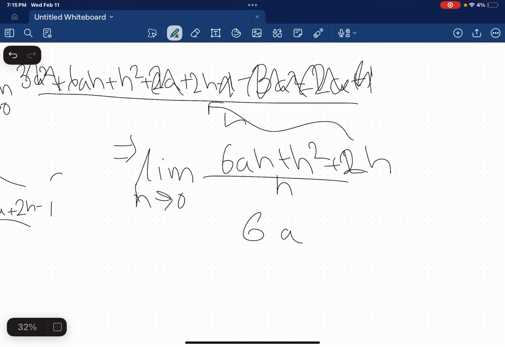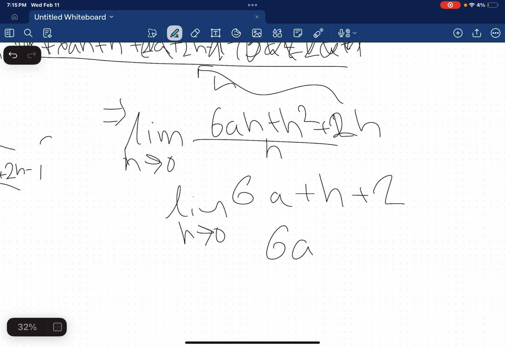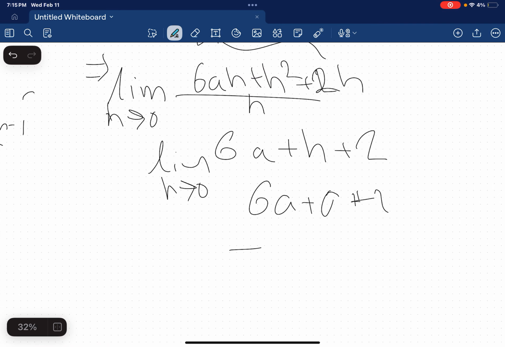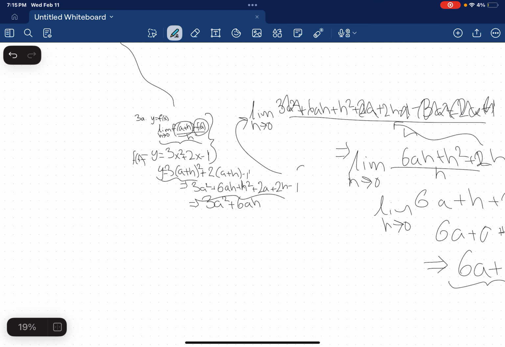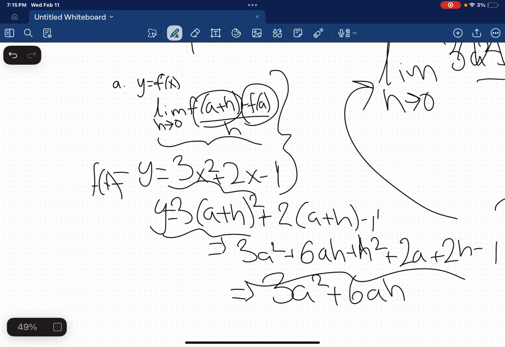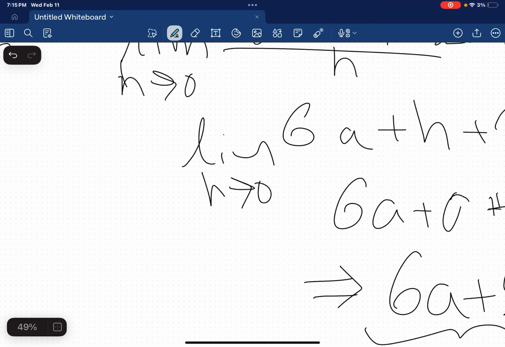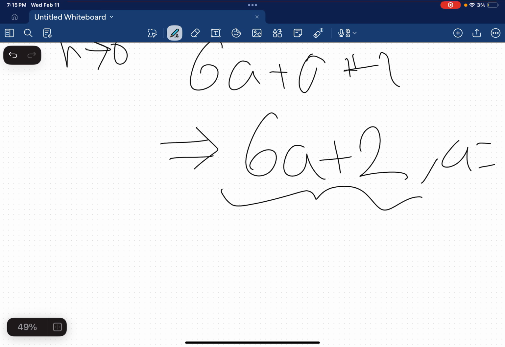Once we can simplify this even further by dividing everything by h, we get 6a plus h plus 2. And as the limit approaches 0, we get 6a plus 0 plus 2, which gives our final derivative of 6a plus 2, which is the gradient of the curve. Remember that a equals x. And if we come back over here and power rule this, we're going to get 6x plus 2. Look at that, 6a plus 2. And that's how you solve it using the limit definition.